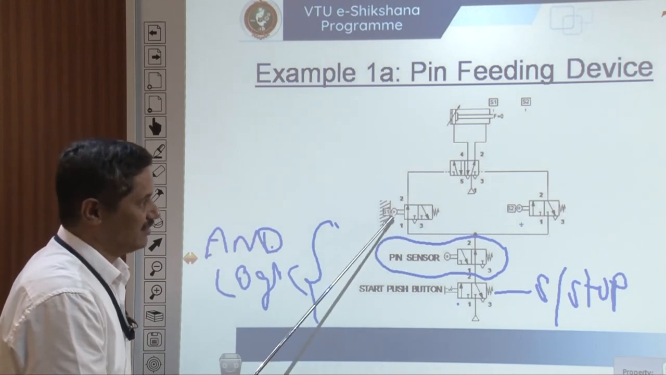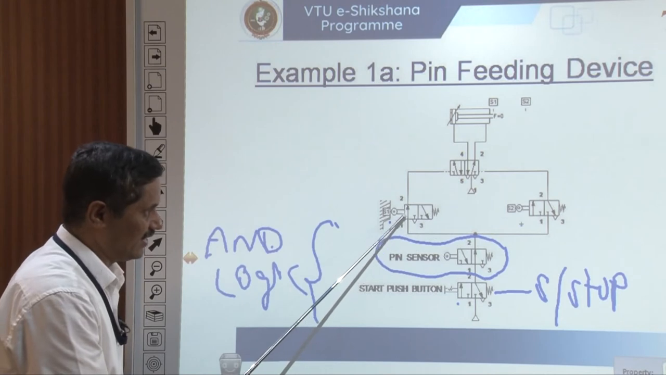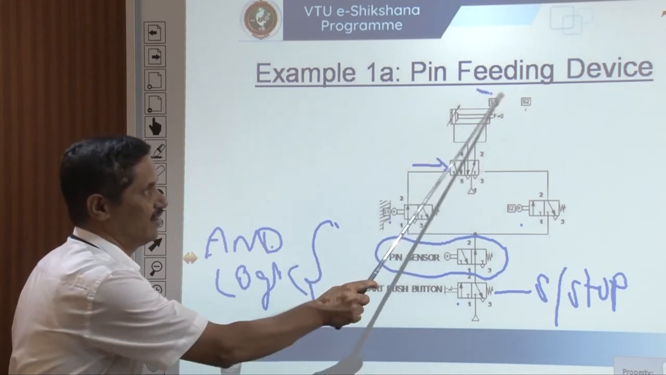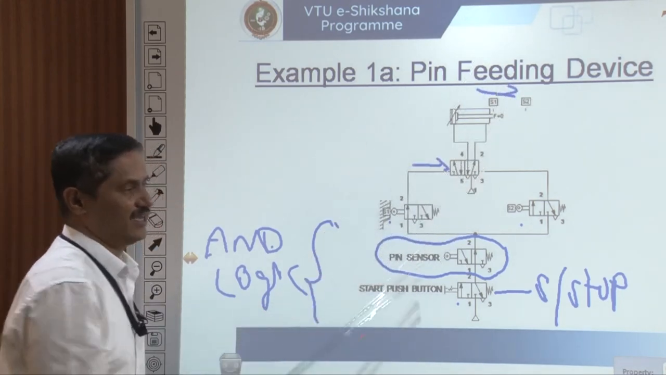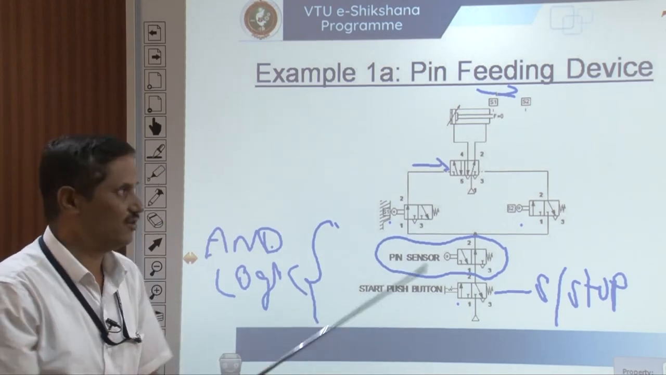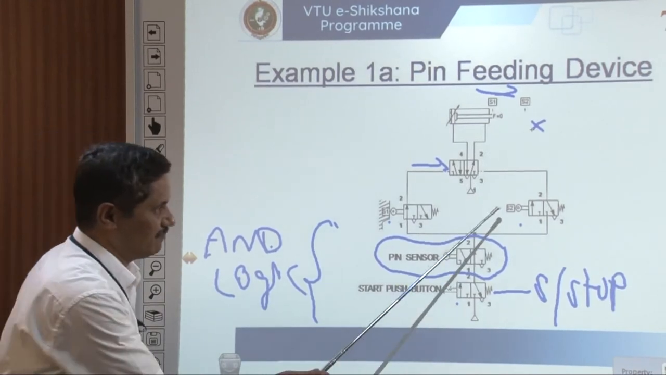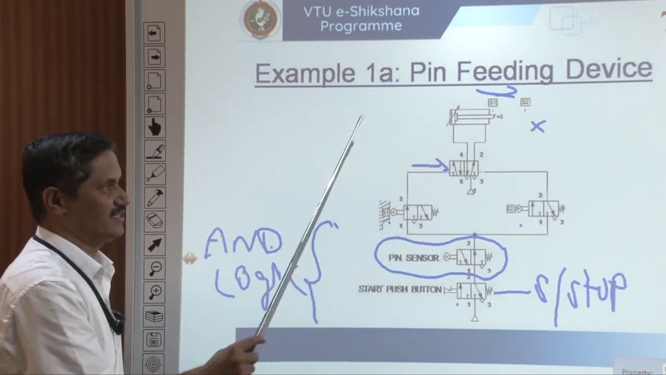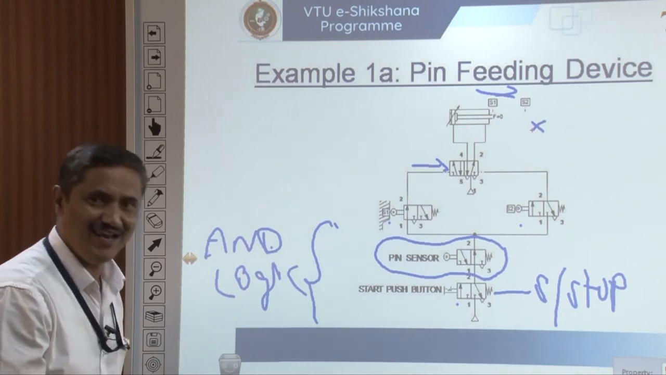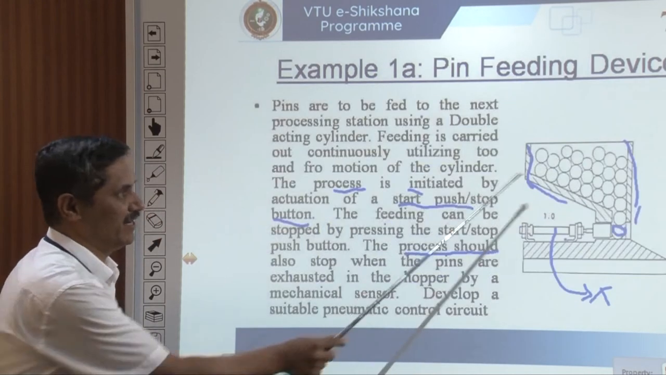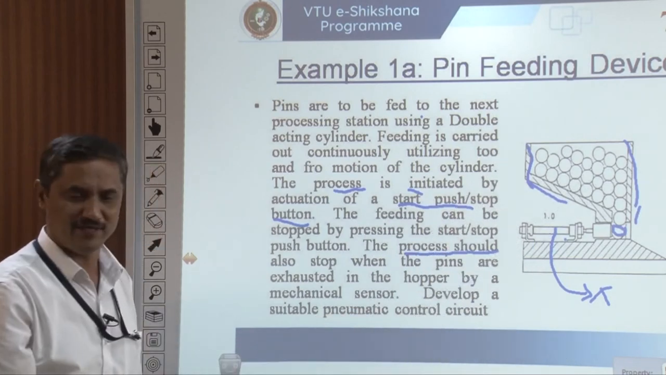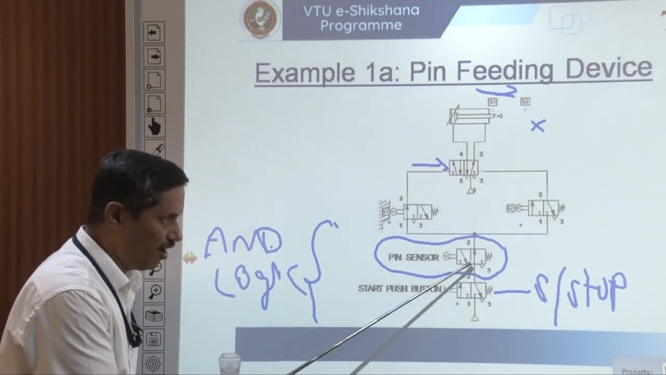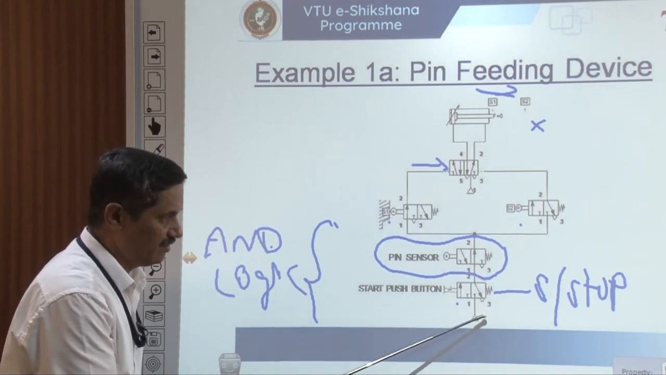So now, if the pins are there, the air can travel to this side and this side gets connected, it moves forward and hits the S2, that is this and this. So it hits the other limit sensor. At that point of time, S2 gets pressed, 1-2 gets connected, and it resets. Set, reset will automatically happen till your balls become empty in the hopper. Automatically, when the balls become empty, this circuit will stop working because we have created an AND logic of the operation here in line with your input.